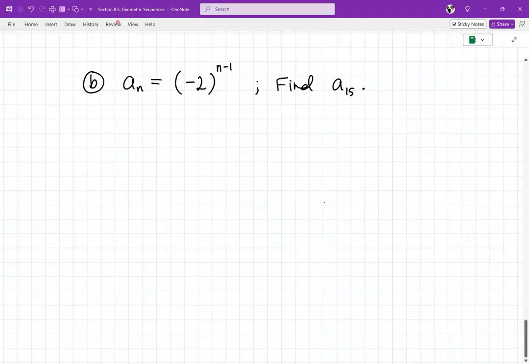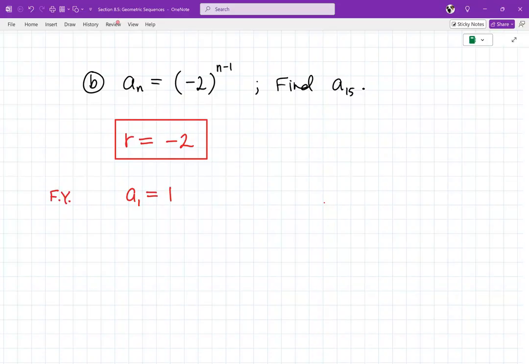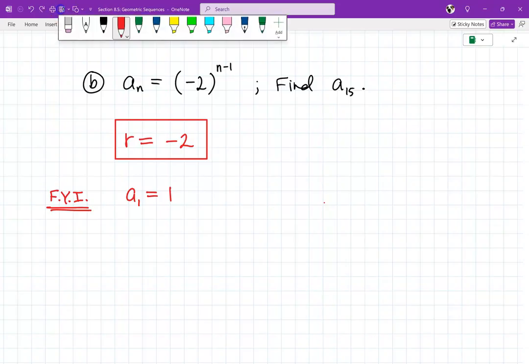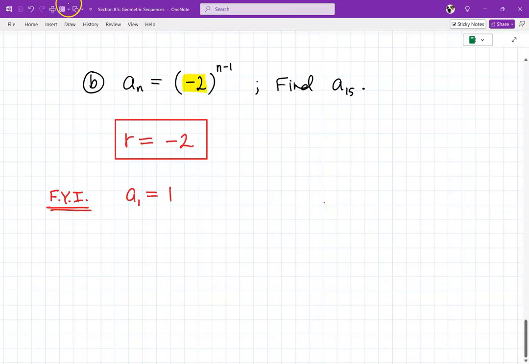Now, just out of curiosity, for this next one, we have a sub n equals (-2) to the n minus 1. Find a sub 15. What's my R value for this one? -2. What's my a sub 1? 1, okay? I'm just going to put FYI: a sub 1 is 1. You don't have to identify that. I didn't ask you to do that. But it's one of those problems that sometimes are a little tricky because you don't see the numbers, so people don't know what to do sometimes. But a sub 1 is 1. It's right here. We just don't see it. So again, R value is either going to be inside of the parenthesis or after the times symbol.